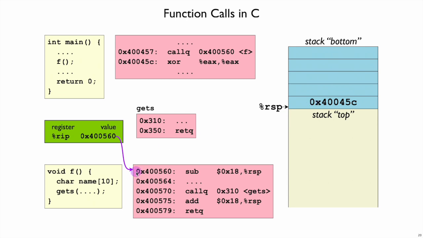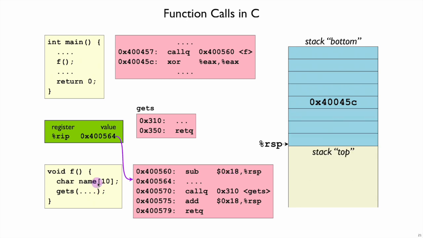At this point, the function f is taking over, and the first thing it does is make more space on the stack to store local variables like name. And then I'm omitting a little bit of the code, but then we get to the callq of gets, which is going to set the instruction pointer to jump into the gets function, meanwhile pushing again onto the stack. In this case, the address right after the callq to gets is 400575, so that's the address that gets written. gets is going to do some work, and eventually it's going to return.